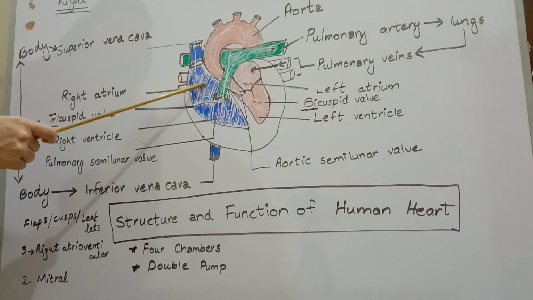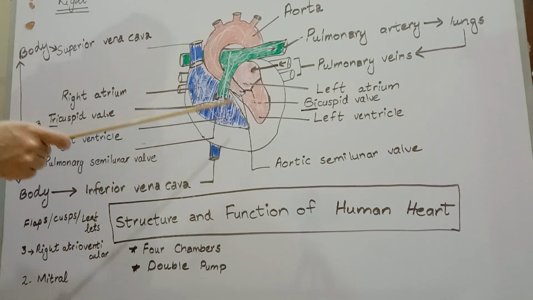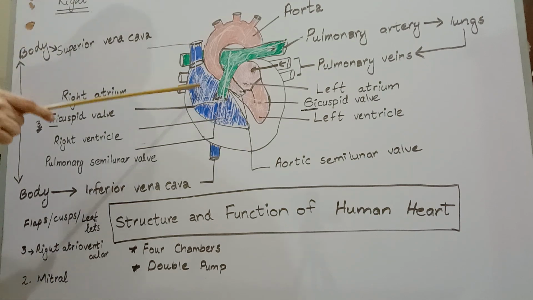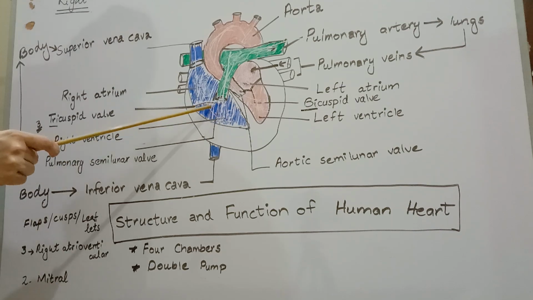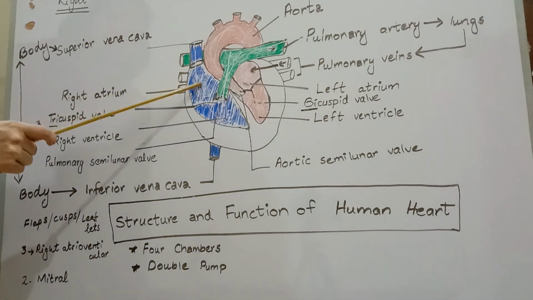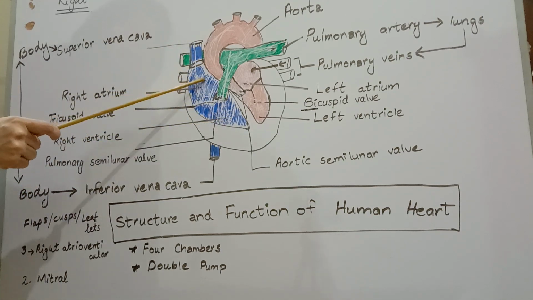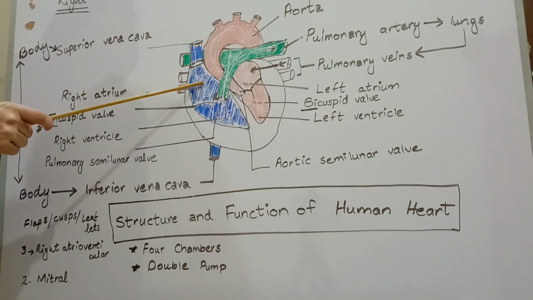When the right atrium contracts, the blood moves towards the right ventricle. There is a valve between the right atrium and right ventricle, called the tricuspid valve. Let's talk about its function. The blood is moving from the right atrium towards the right ventricle, and the function of this valve is to prevent the backflow of blood from the right ventricle towards the right atrium.